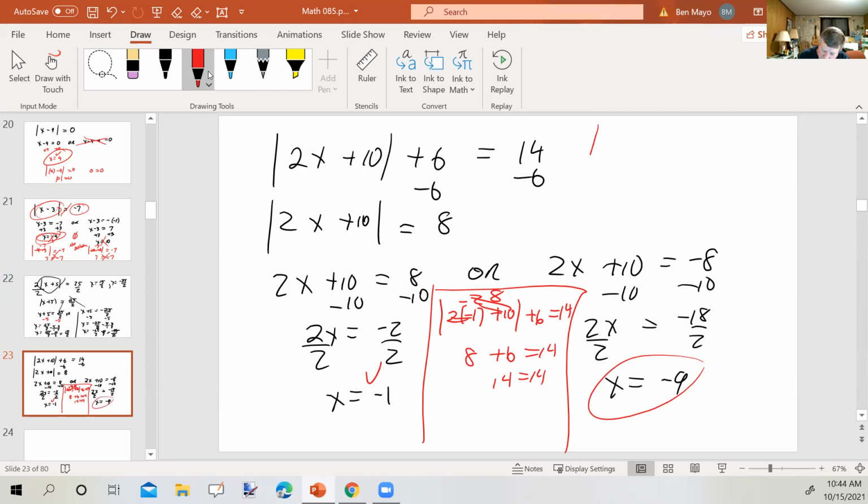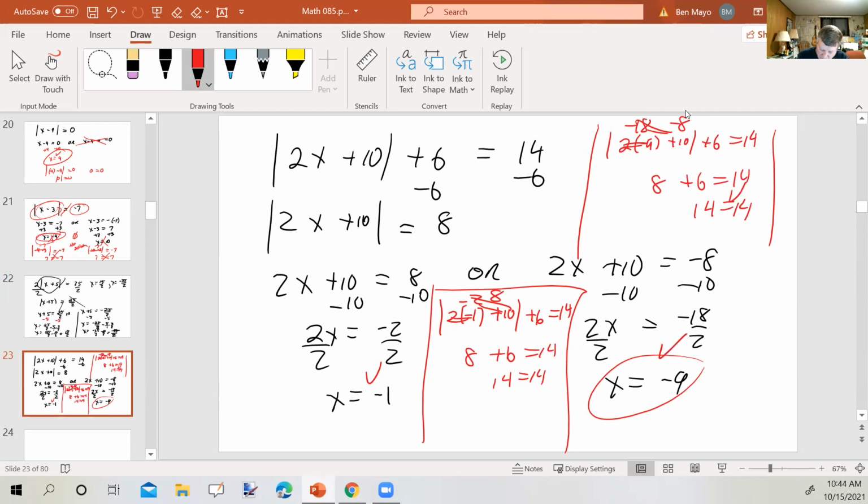Let's take this one and check it up here. Negative 9. The absolute value of 2 times negative 9 plus 10, plus 6 equals 14. 2 times negative 9 is negative 18. Negative 18 plus 10 is negative 8. The absolute value of negative 8 is 8. 8 plus 6 is 14. 14 equals 14. So that one also checks. Any questions there?